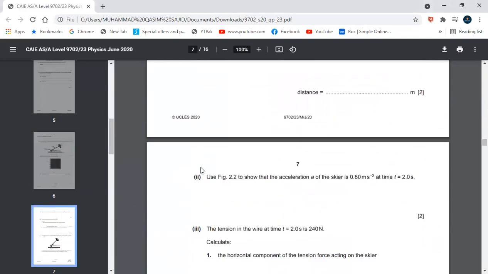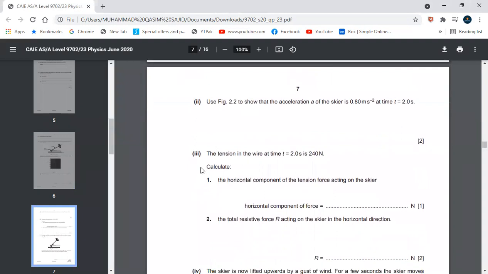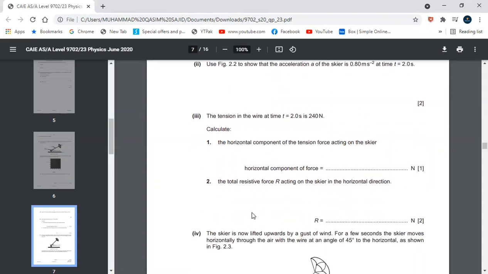This is 2.12, 2.11, so 211. How much is the value? 211.9. So the answer is 211.9.